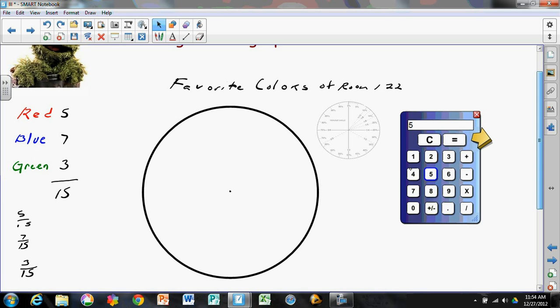5 divided by 15 gives us the answer of 333 thousandths. Write that. And 7 divided by 15 gives us the answer of 466 thousandths.